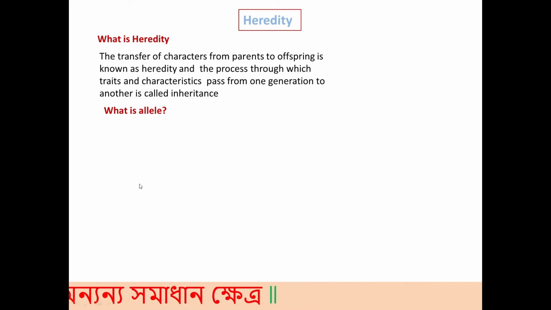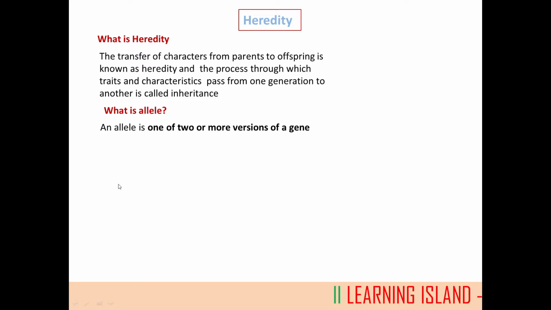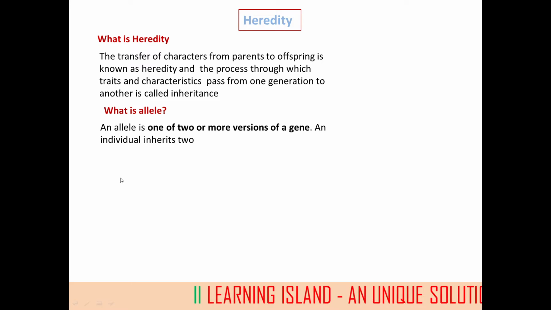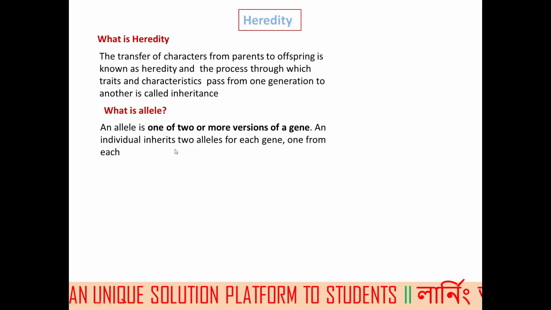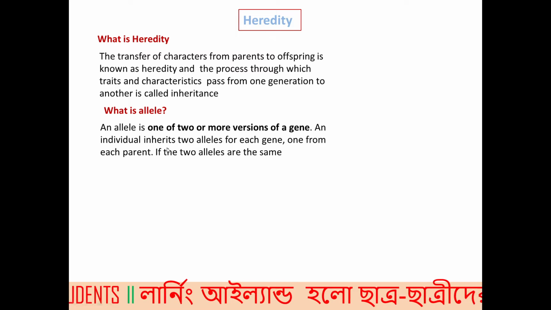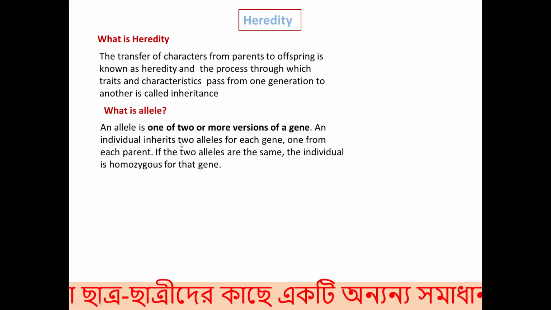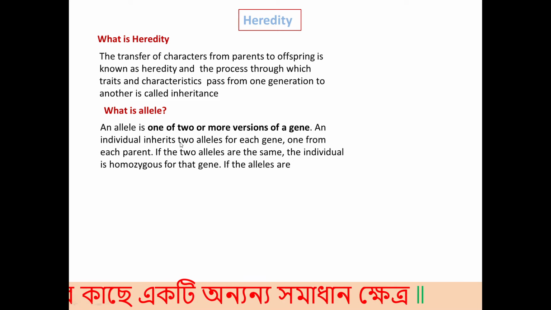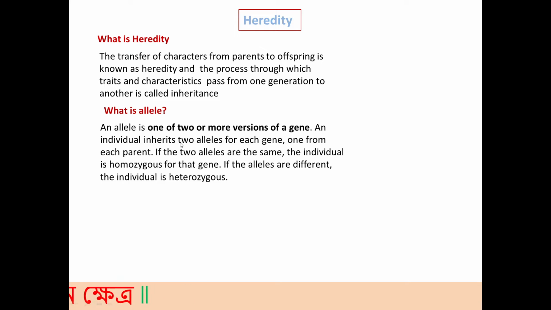Next, what is an allele? An allele is one of two or more versions of a gene. An individual inherits two alleles for each gene, one from each parent. If the two alleles are the same, then the individual is homozygous for the gene, and if the alleles are different, the individual is heterozygous.